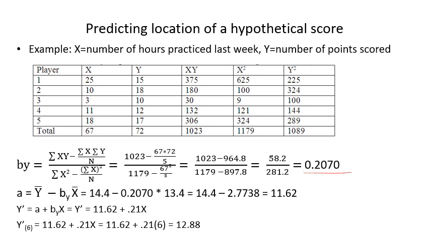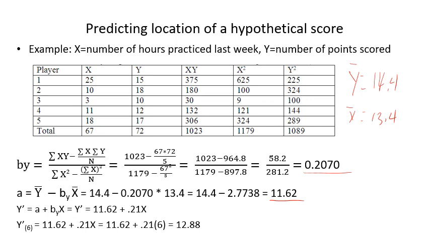For the y-intercept, the a, you need to take the mean of y, which is 14.4. I do not have it on this, let me just put it up here. And the mean of x, which is equal to 13.4. And you plug in the slope into that, and you get a y-intercept of 11.62.